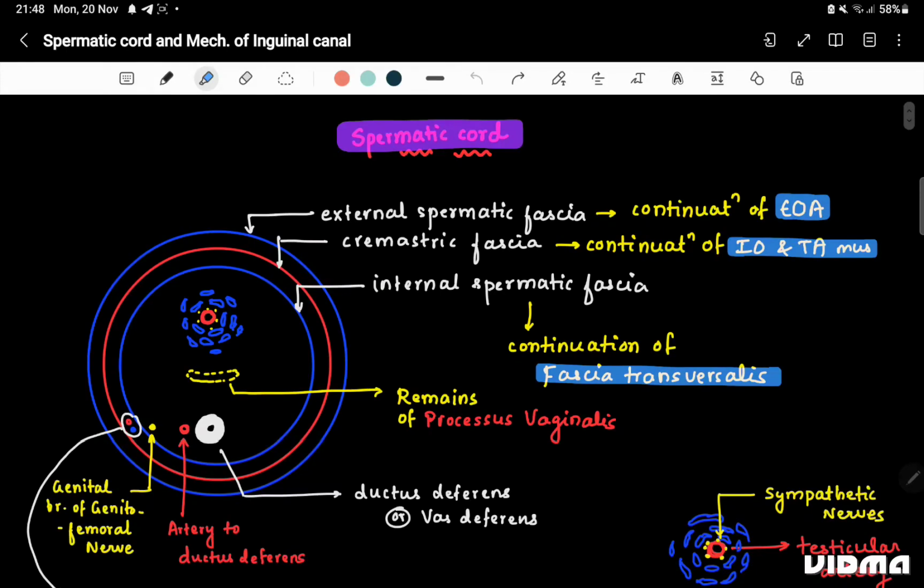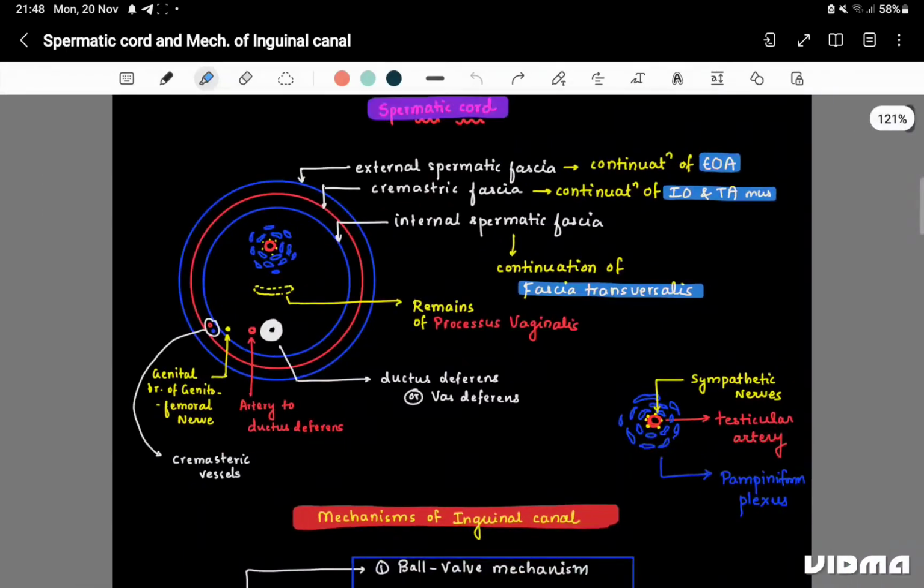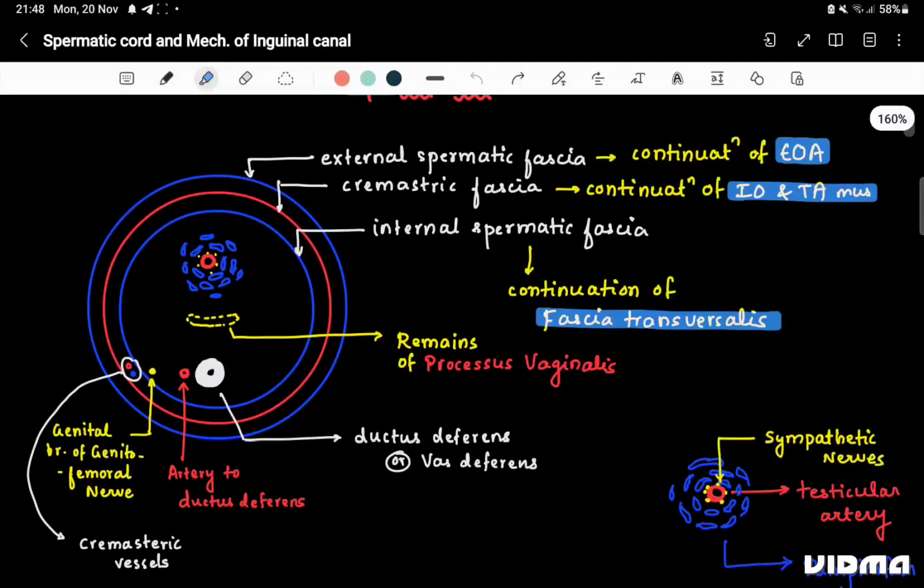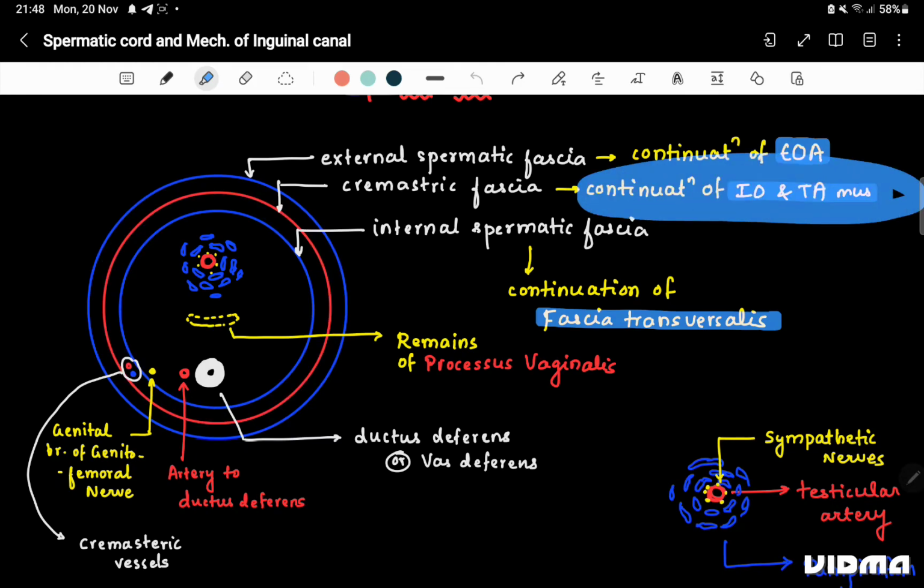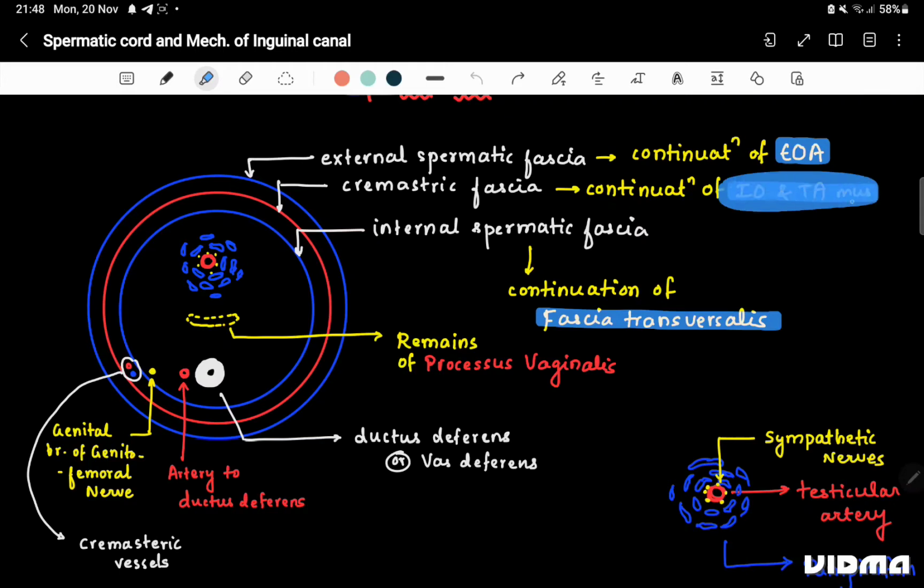So we have the spermatic cord, and the layers of the spermatic cord. We have the external spermatic fascia, guarding it. External spermatic fascia is the continuation of external oblique aponeurosis. We have the cremasteric fascia, which is a continuation of internal oblique and the transverse abdominis, IO and TA continuation.